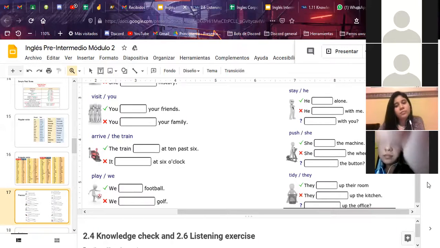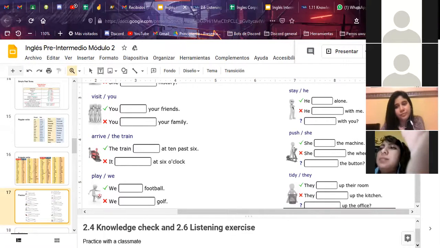And the last one says tidy and they. Do you know what is tidy? Tidy is like clean and organize everything. So how's it going to be the affirmative? They tidied the room. Like with I-E, right? Yeah, remember the room? That is it. We're going to replace the Y with I, and then we're going to add ED. So it's going to be they tidied up the room.